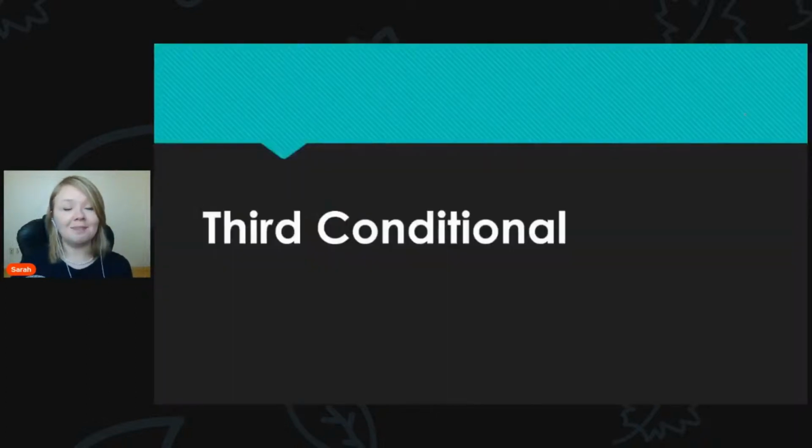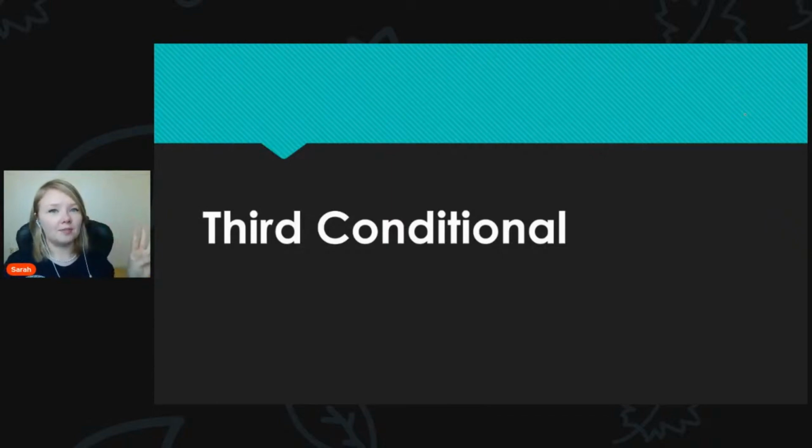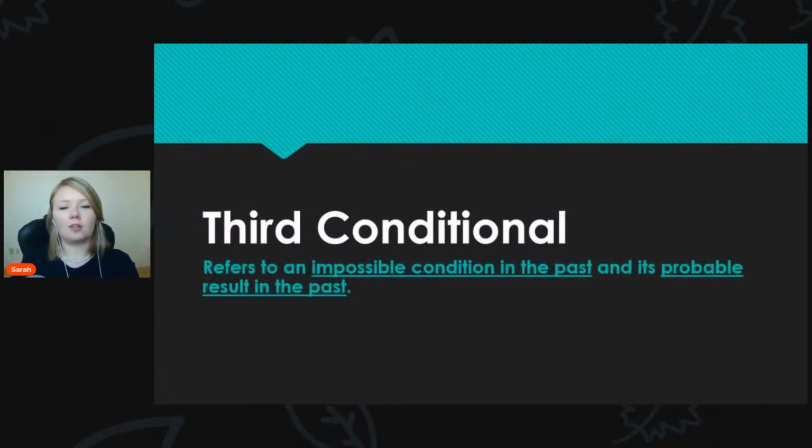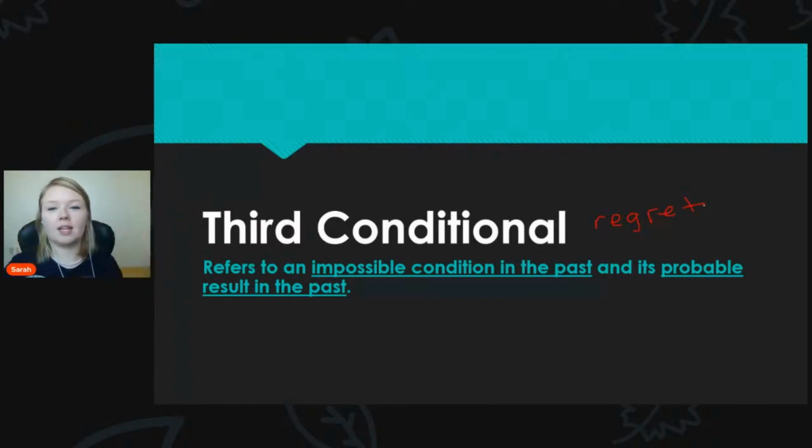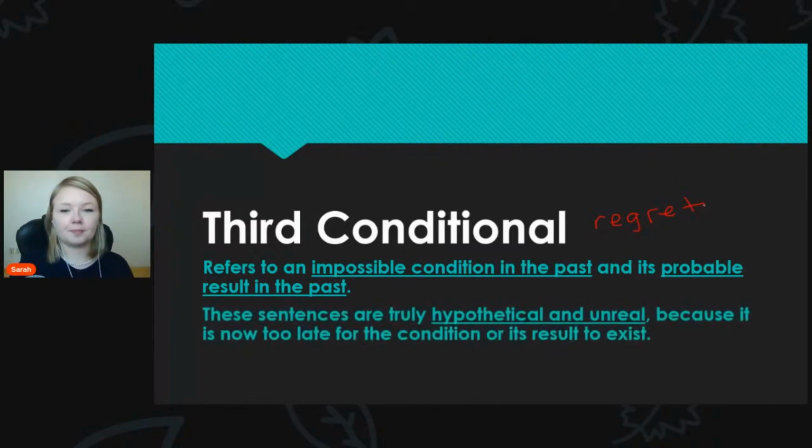All right, guys, we're almost done. Let's talk about our third conditional. So this one is a bit different. This third conditional is all happening in the past. It refers to an impossible condition in the past and its probable result in the past. So actually, we often use the third conditional to talk about things we regret. If I had done this, this would have been different. So third conditional, all talking about the past, an impossible condition in the past.